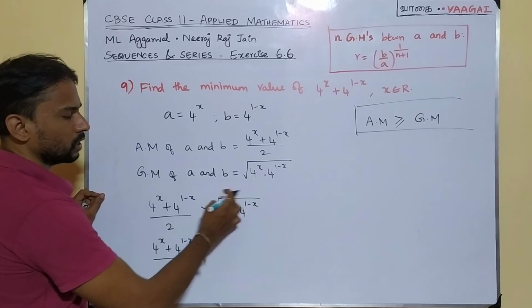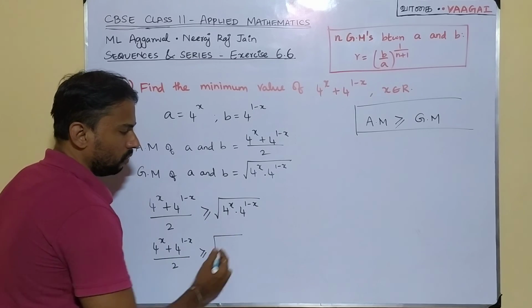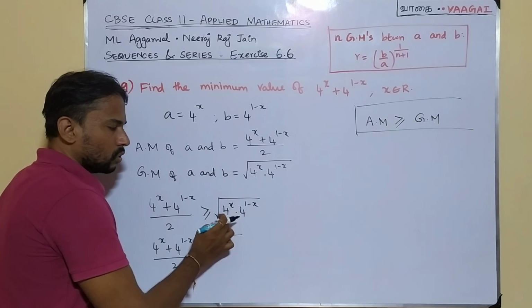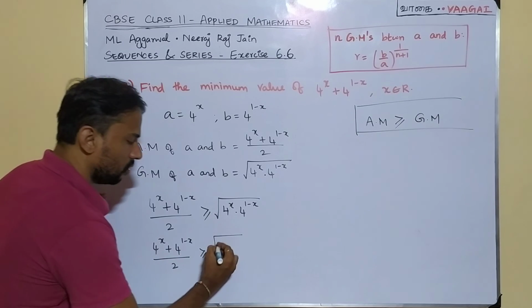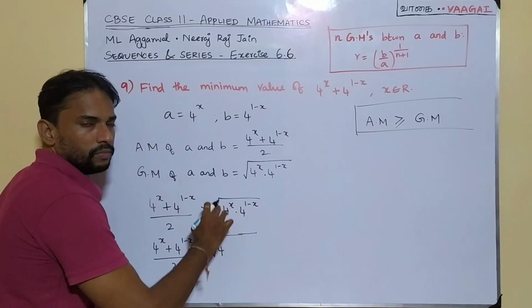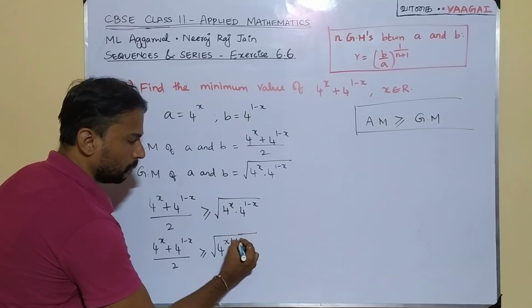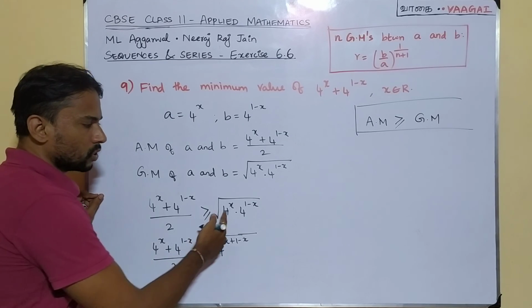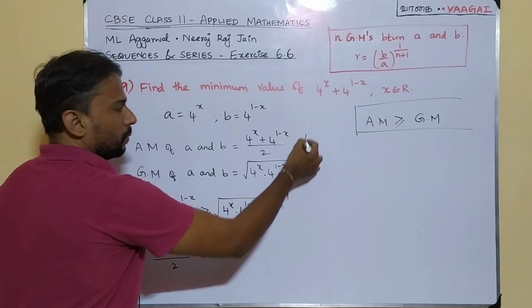Now come to this one. This expression can be simplified as root of, you can multiply these two terms, right? This is like multiplication, right? So 4 power x multiplied by 4 power 1 minus x will be nothing but 4 power. When you have same bases multiplied, we can add the powers, right? When you add the powers, what happens? x plus 1 minus x. This is what you will get. So I'm just adding the powers, x plus 1 minus x.